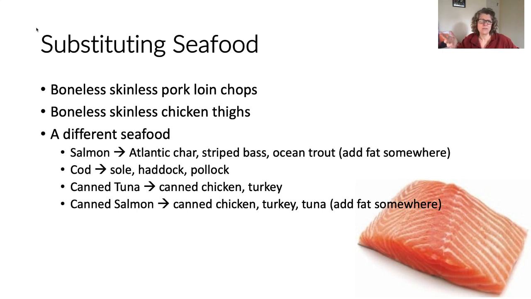I didn't put that on here because I don't get a lot of complaints with flounder. Canned tuna, you can always use canned chicken or canned turkey. Or if you don't like tuna, you can always use canned salmon. Just watch the fats so that your fats aren't going over. For canned salmon, again, you're going to want to add canned chicken, canned turkey. You can use tuna, but you're going to have to add some fats in because, again, the canned salmon is going to have slightly higher fats.